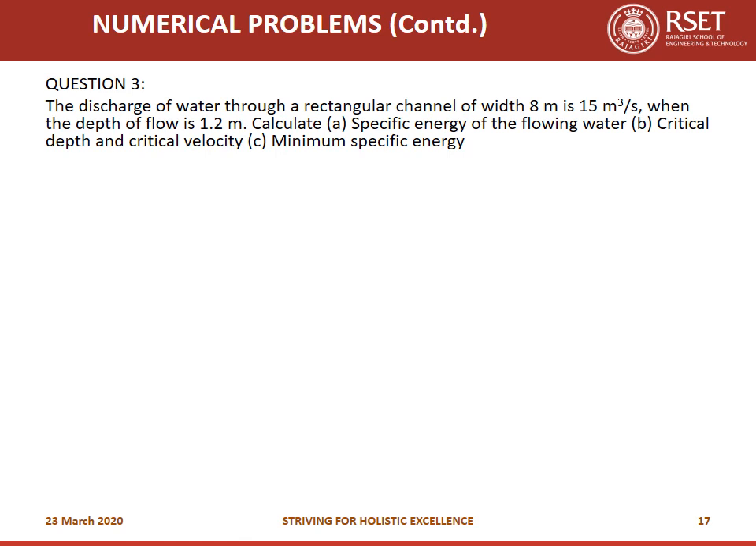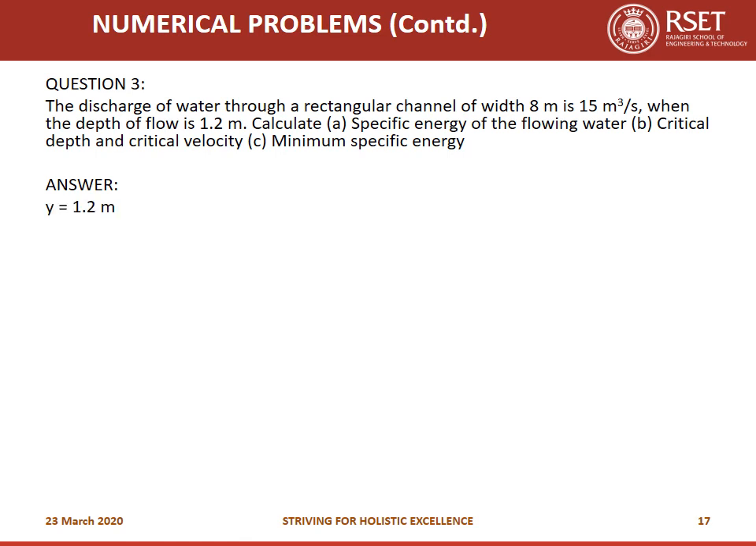The discharge of water through a rectangular channel of width 8 meter is 15 meter cube per second, when the depth of flow is 1.2 meter. Calculate the specific energy of the flowing water, the critical depth and the critical velocity, and the minimum specific energy. So you can use all the formulae that you've studied till now. You can work this problem, pause the video, work out this problem, check the solution later on. Let's go to the answer.